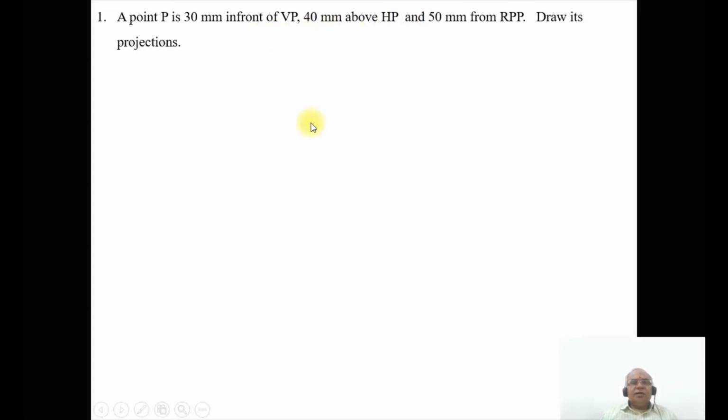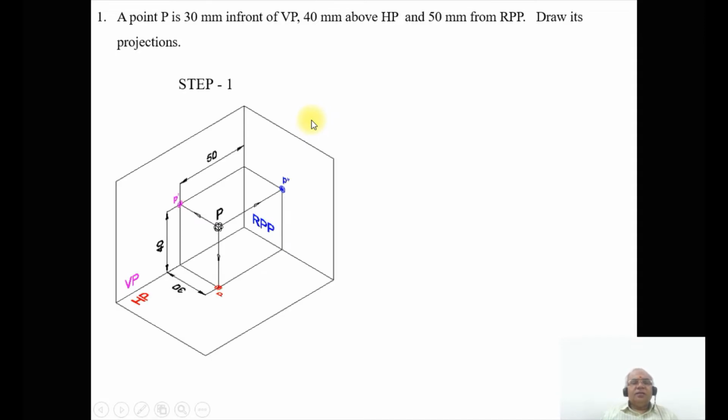So the first step is to consider the planes: we have VP, HP, and since he has given RPP, we are considering the RPP. That means when you are looking from the front view, the plane to the right side of the observer should be the right profile plane. And the condition is 30 mm in front of VP and 40 mm above HP.